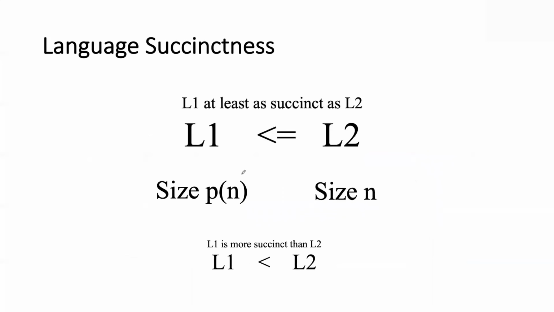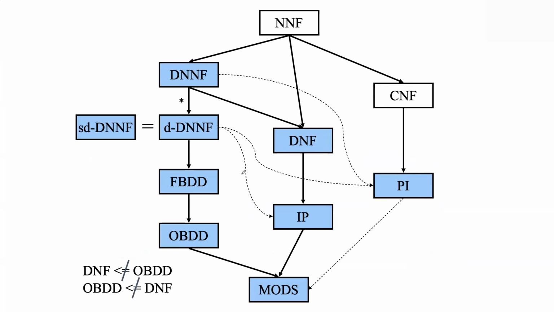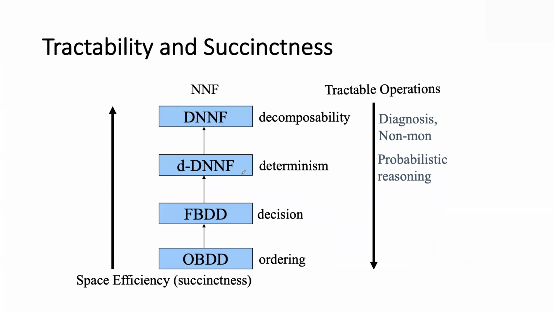As far as succinctness, let me show you this picture. We're not saying much here, except that if you focus on these 4 guys, decomposable, deterministic, FBDD, OBDD, what happens is as you go down, you're adding more properties, right? So we started with decomposability, then we added determinism, then we added decision, then we added ordering. This guy has all of these guys. What happens? 2 things happen.